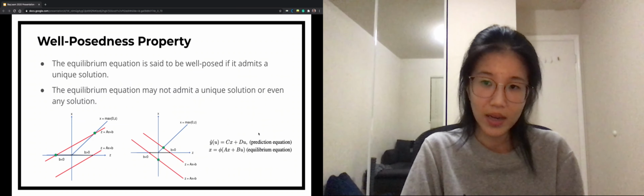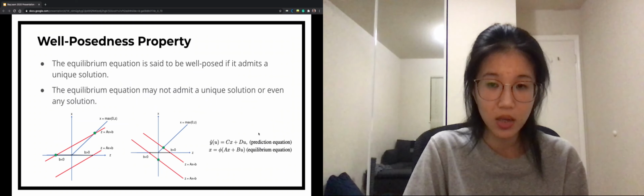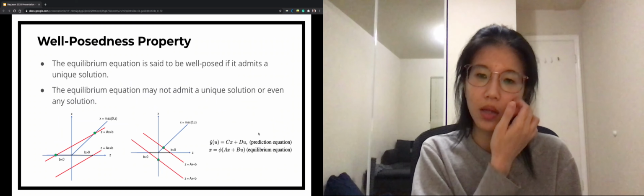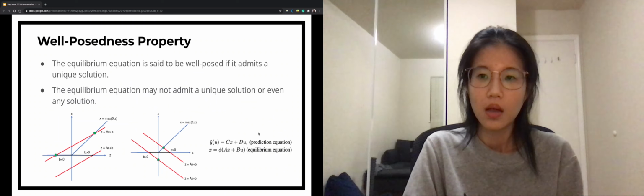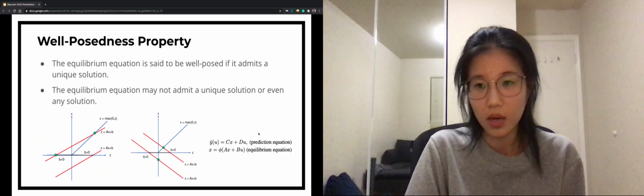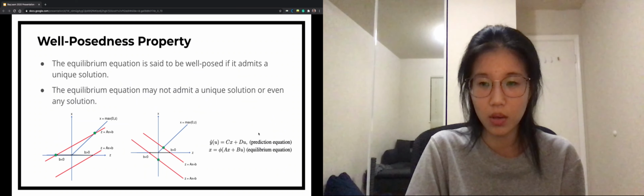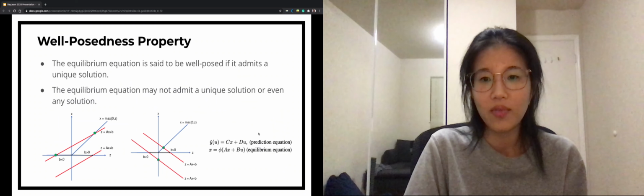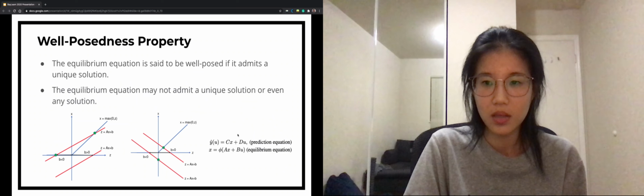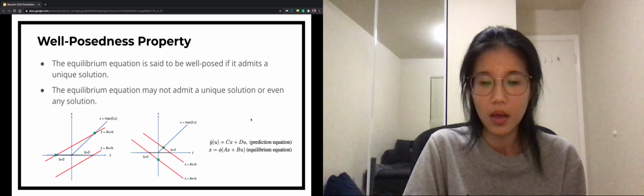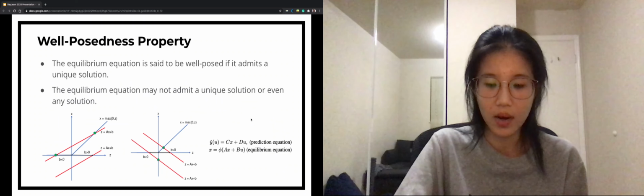The model above provides the state vector x only implicitly, and in general cannot be solved in closed form. The equilibrium equation is not necessarily well-posed, meaning that it may not admit a unique solution or even any solution. We provide an example in the scalar case here. On the left, the equation has two or no solutions depending on the sign of b, and on the right, the solution is unique for every b.